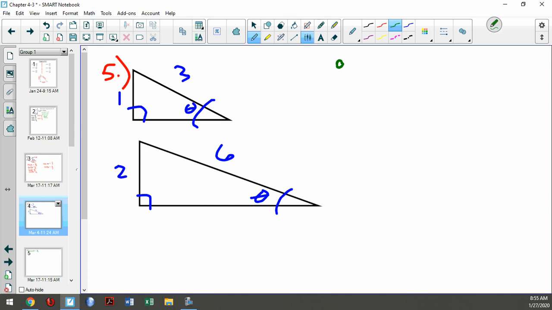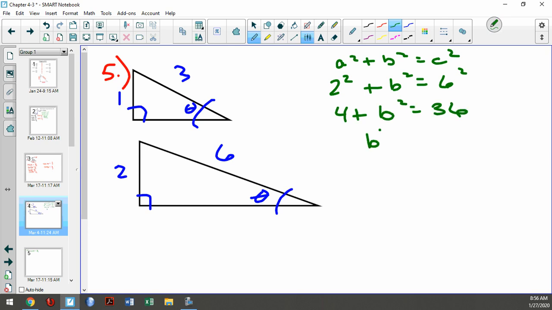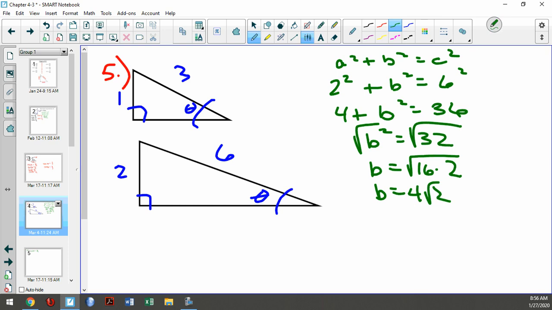So, how do I come up with my other side of my large triangle? Pythagorean theorem. So I'm going to have a squared plus b squared is equal to c squared. What is a? 2 squared. What is b? What is c? 6 squared. So how do I solve this? What is 2 squared? 4 plus b squared is equal to 36. B squared is equal to 32. Take the square root of both sides. B is equal to the square root of 16 times 2. What is the square root of 16? 4 square roots of 2. So 4 square roots of 2 goes right here.